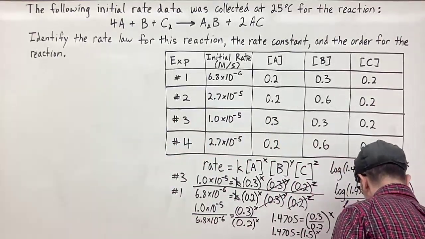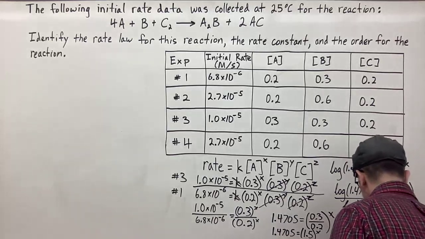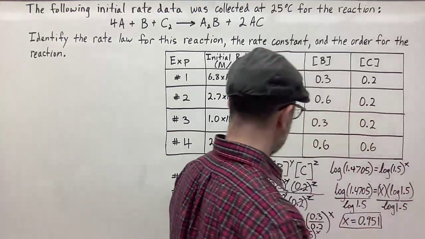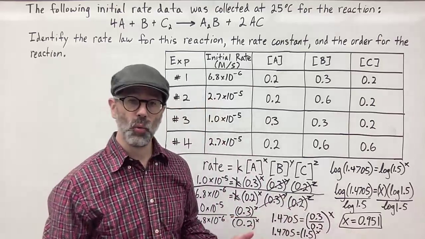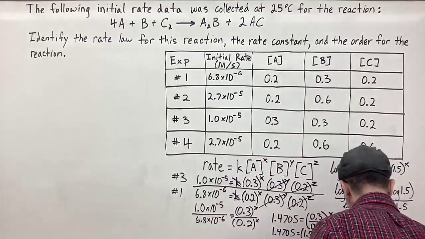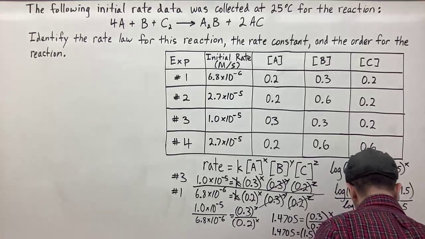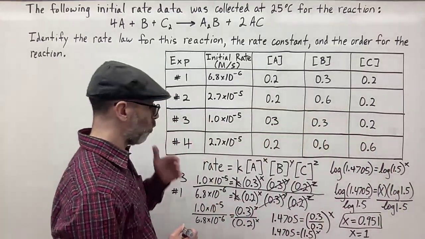So then x is going to be equal to 0.951. And so x here is really close to 1, so we can round that to x is equal to 1. So the power of 1.